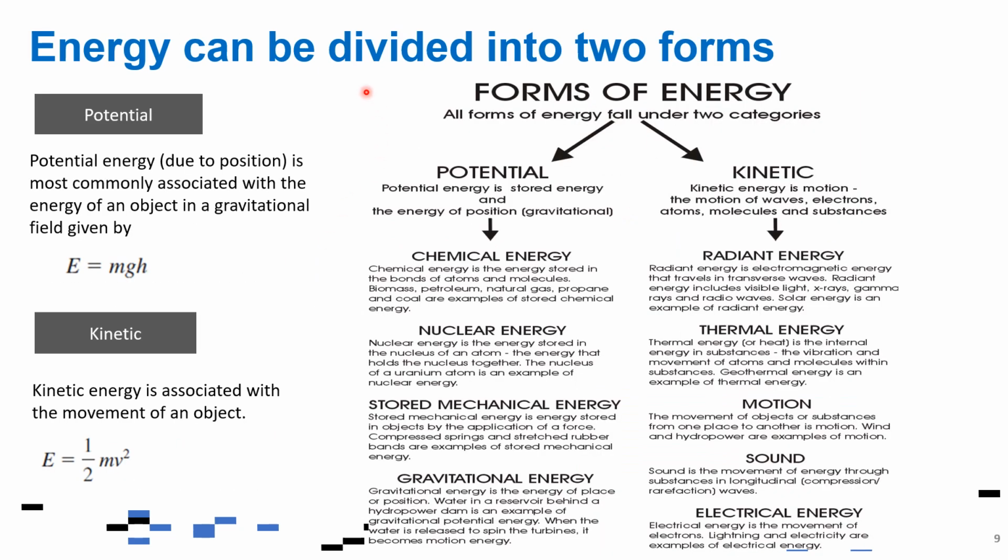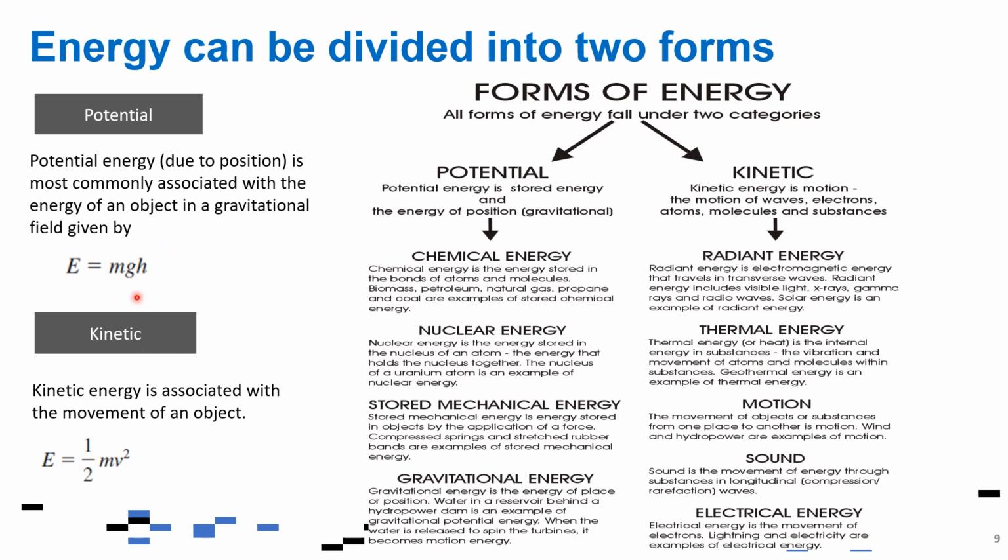So we can divide energy into mainly two different forms. The first one is potential energy and the other one is kinetic energy. I think everybody knows about this. This is a very fundamental aspect of energy. Potential energy is based on position. The higher you are from the ground, the more potential energy you have. The equation for potential energy is mass times gravity times the height or elevation. So it is directly proportional to the elevation. The higher the elevation is away from the ground, the more potential energy you have.